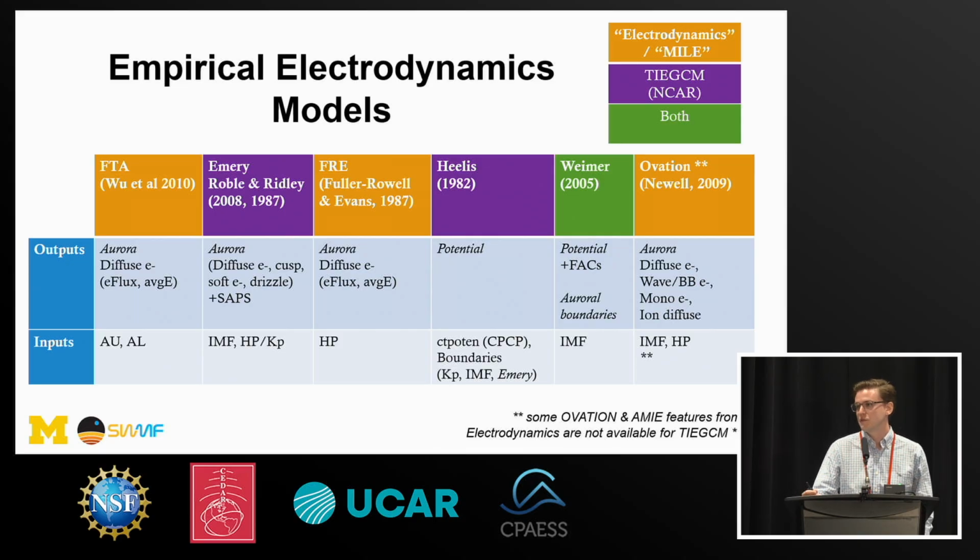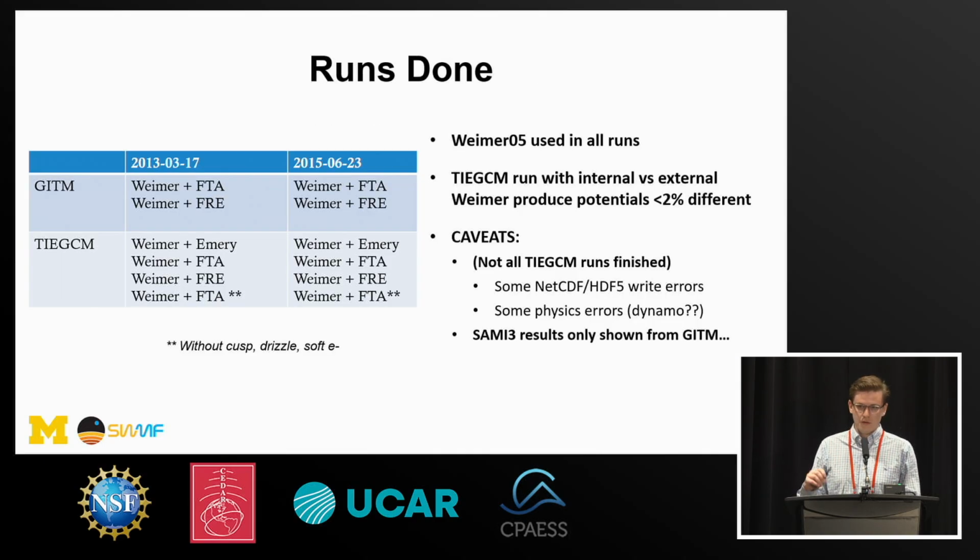some of the Ovation features and some of the AMI features, reading electrodynamics from file, are not available for TiGCM because of the way they handle the precipitation, but it could be. This is a list of the runs, the combinations of the empirical models. Since we're doing a one-to-one comparison, we want to use the exact same drivers.